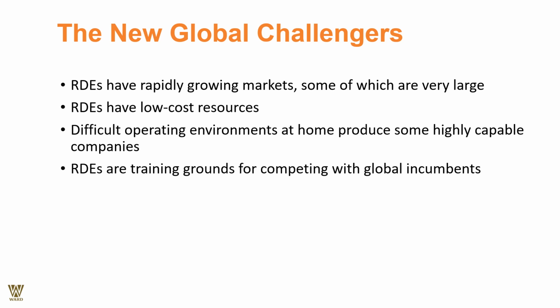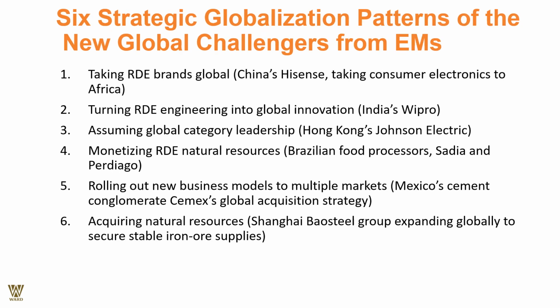In the most advanced of the countries, the most advanced of the companies, people from this background, from these countries, are actually funneling their growth altogether. Six strategic globalization patterns. First is taking RDE brands global. Let's say Chinese Hisense, absolutely consumer electronics to Africa. Huawei, the 5G equipment of China, is actually ruling the roost.